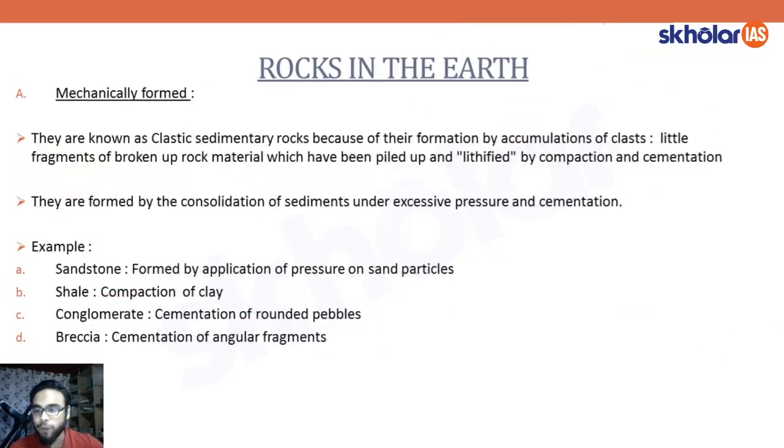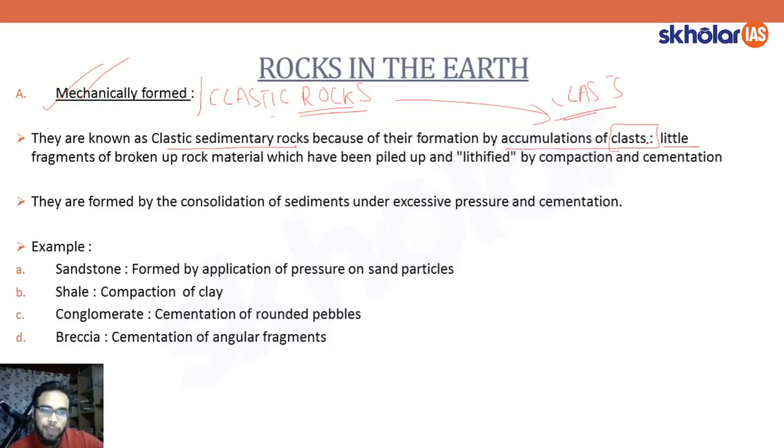So the first one that we look into is your mechanically formed. Now these mechanically formed sedimentary rocks, remember, they are also called as your clastic rocks. Now why are they called clastic rocks? They are known as clastic sedimentary rocks because of their formation by accumulation of clasts. They are called as clastic rocks because they are made up of clasts. Now what are clasts? Clasts are nothing but little fragments of broken up rock material which gets piled up and lithified by compaction and cementation.